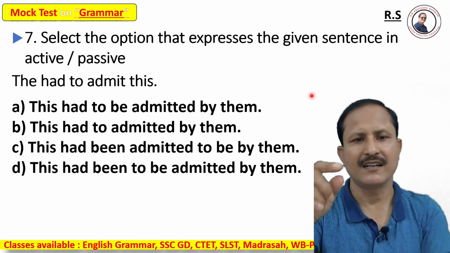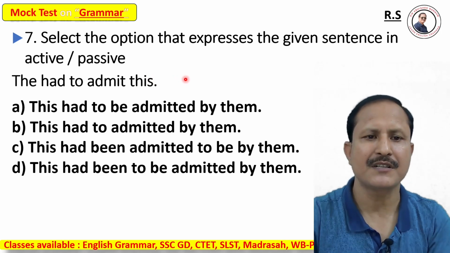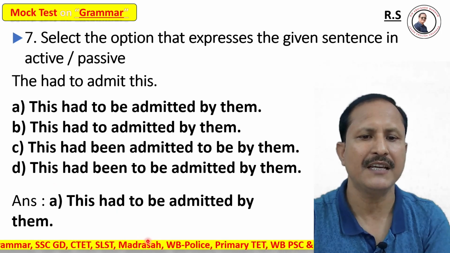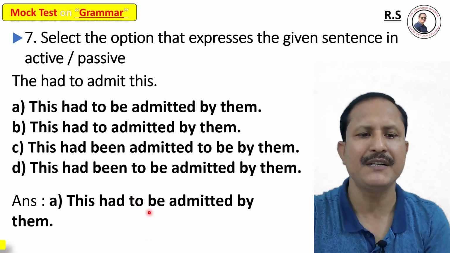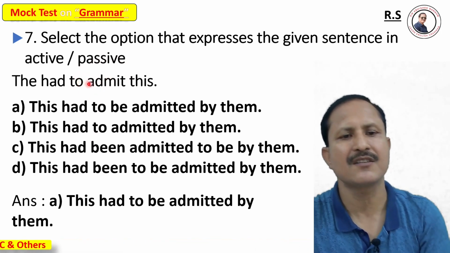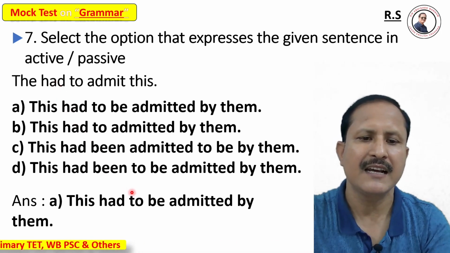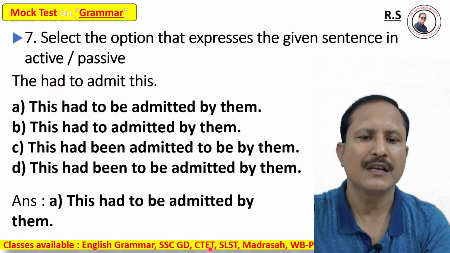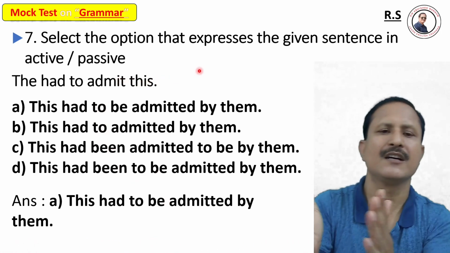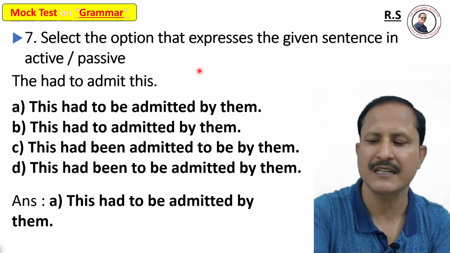Here the given sentence is in active voice. It should be transformed into passive. The correct passive form is option A, this had to be admitted by them, because this is an infinitive. Infinitive can be changed if it is followed by a have verb and a be verb. Here "had" is there, and that's why "had to be" and the third form of the main verb. Detailed rules of voice are already uploaded. You should go through them for the detailed discussion.